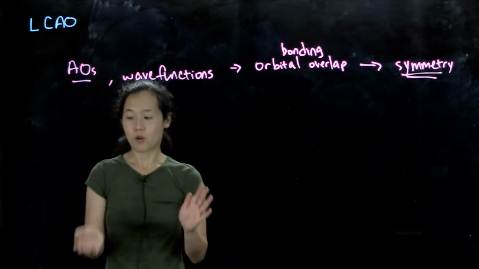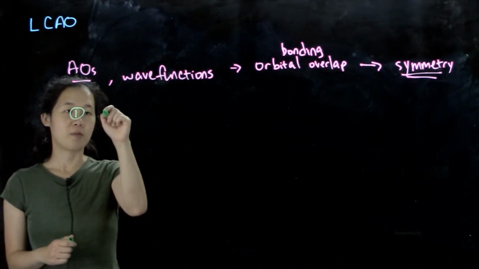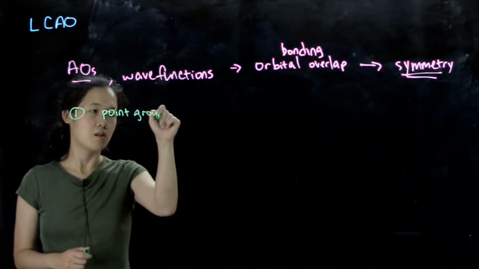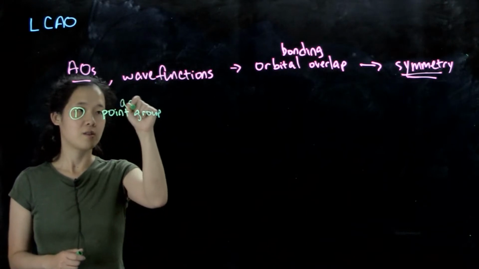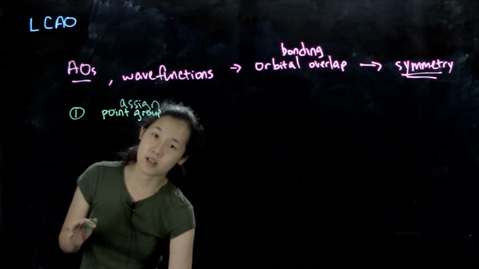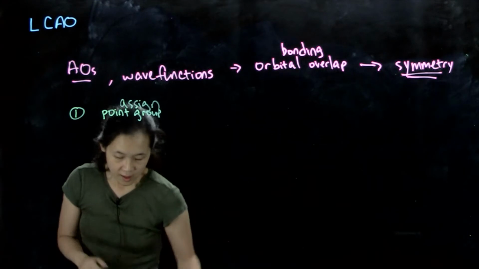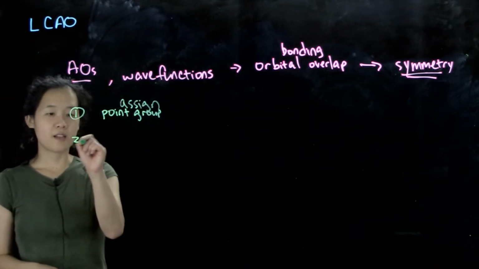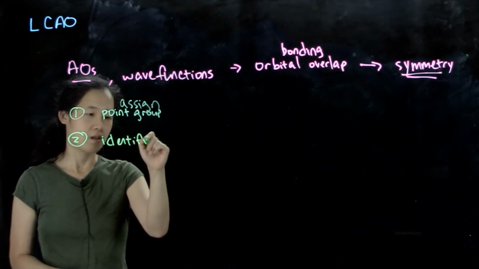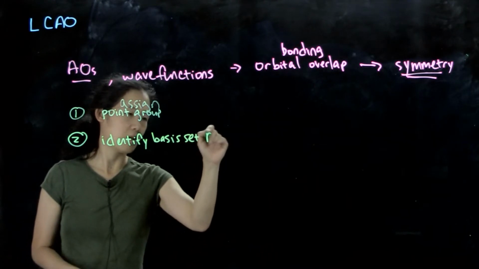Okay, so here is my list of rules for how to see how atomic orbitals overlap. The first thing we want to do, if you have your molecule, is assign the point group of the molecule. Hopefully you're already a master of doing that. Once we have a point group assignment, then we can figure out which is your basis set, so what atomic orbitals are the ones that are interacting. What I'm writing here is: identify basis set atomic orbitals.